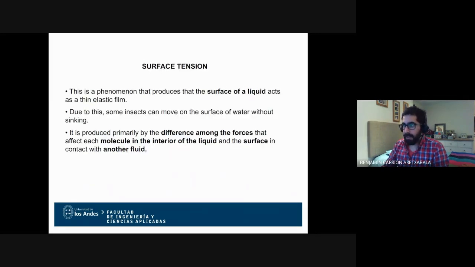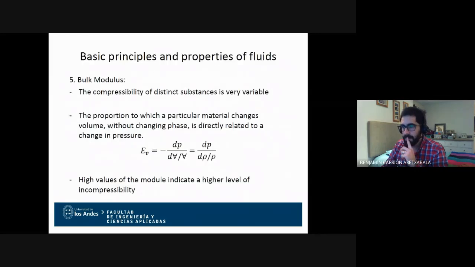and we get to the final. Before that, there is a really cool thing: the bulk modulus tells you how much you can compress a fluid, this being water or air, and also has to do with the velocity in which these perturbations move through the medium.